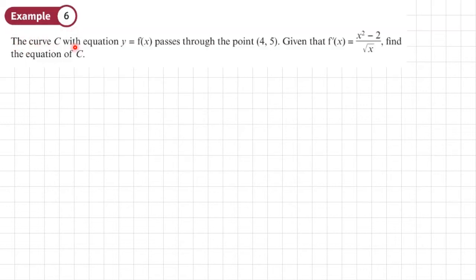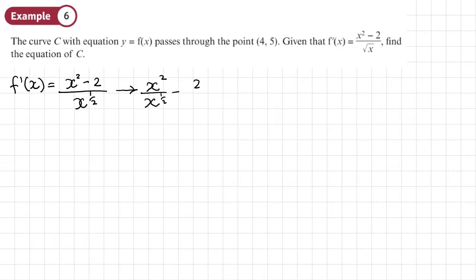Example 6. The curve c with equation y equals f of x passes through the point (4, 5). Given that f dash of x equals (x squared minus 2) over square root of x, find the equation of c. So let's write down f dash of x. So x squared minus 2. Now I'm going to write the square root of x as x to the power half. Then I can split this up as x squared over x to the power half minus 2 over x to the power a half. Still not written in the form that I want.